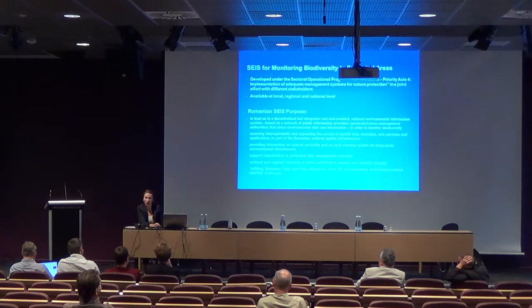system. We've already implemented this system. It was recently delivered. It's in production. It is an e-reporting national system through which all the environmental data are collected and prepared in the formats that are required by the European Union. Another purpose is to ensure interoperability and expand the access to spatial data, metadata, web services and applications as part of the Romanian national spatial infrastructure, to provide information on natural variability and an early warning system for large-scale environment disturbances.